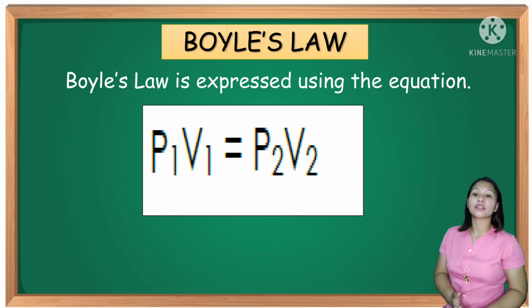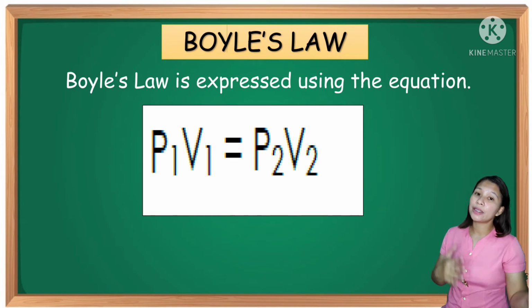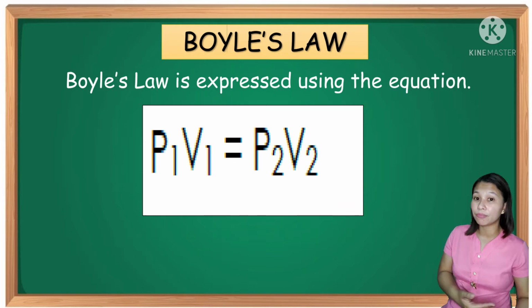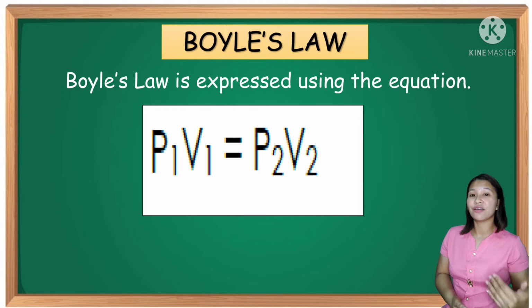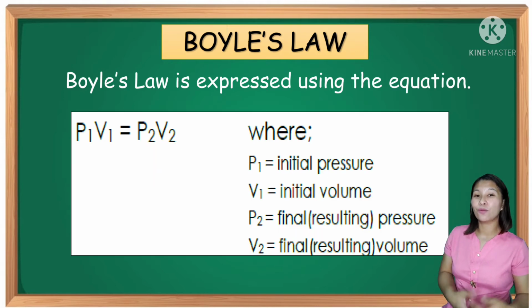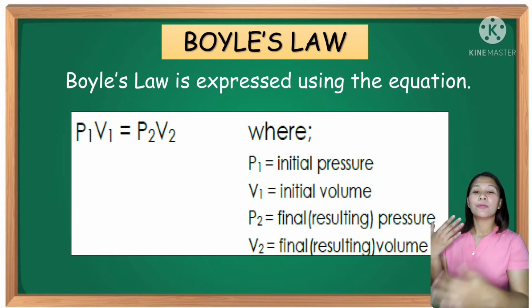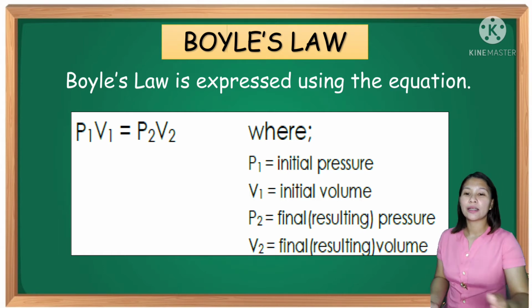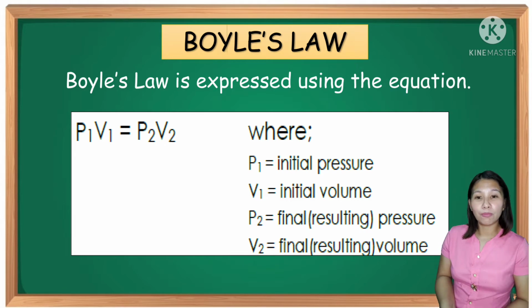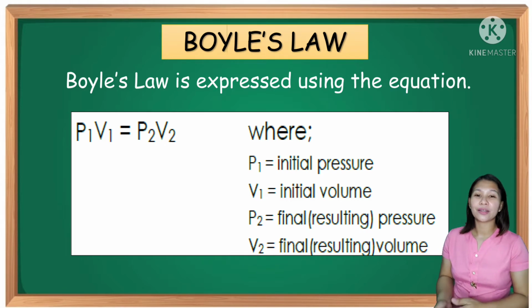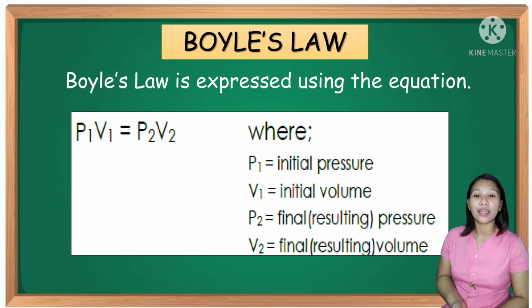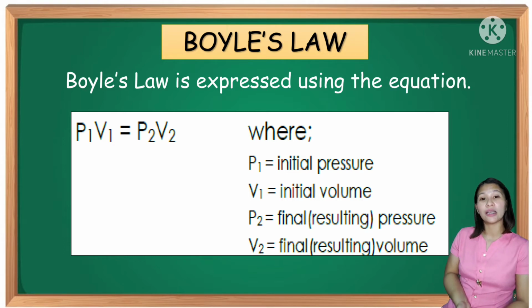Boyle's Law is expressed using the equation P sub 1 times V sub 1 is equal to P sub 2 times V sub 2, where P sub 1 is what we call initial pressure, and V sub 1 is the initial volume, P sub 2 is the final pressure, and V sub 2 is the final or the resulting volume.